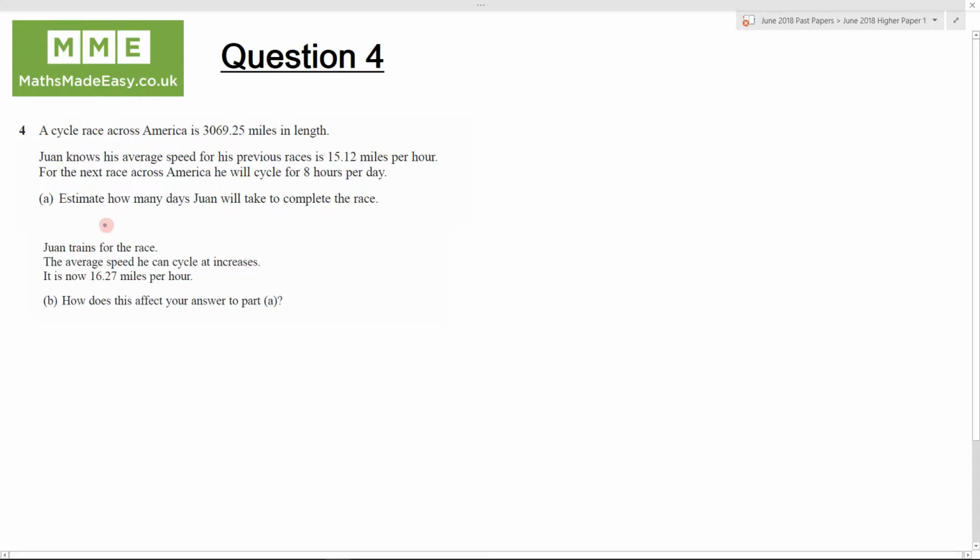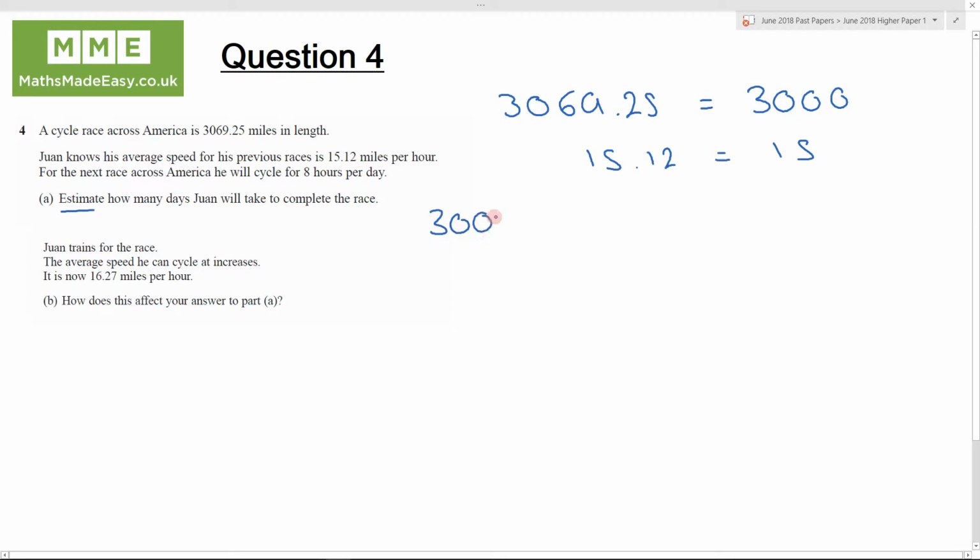So this is an estimate question, so we have to first of all figure out some nice equivalents for these numbers. So 3,069.25 miles we'll just call 3,000, and 15.12 we will just call 15. Okay? So now we first have to do 3,000 divided by 15.